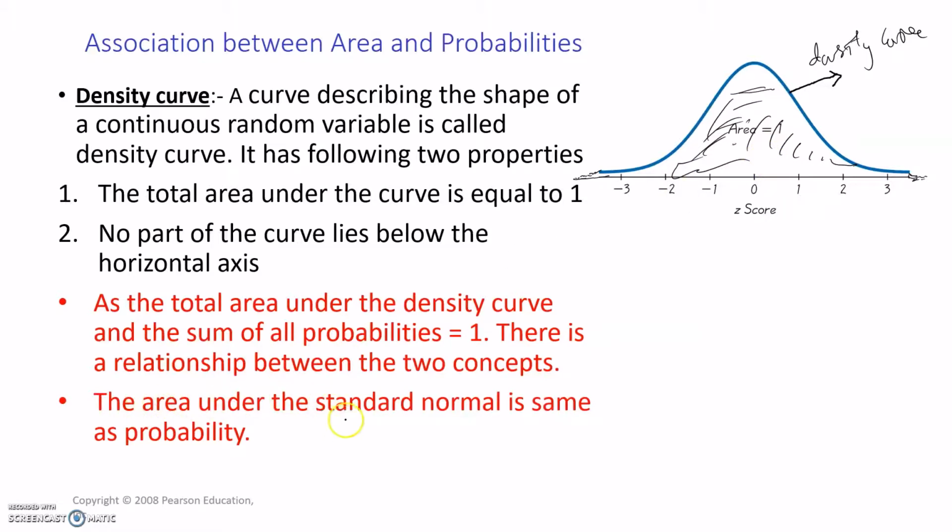The area under the standard normal curve is the same as probability. This is, by the way, the most important concept in this particular slide. This is the most important thing you need to remember. The area under the standard normal curve is the same as probability.